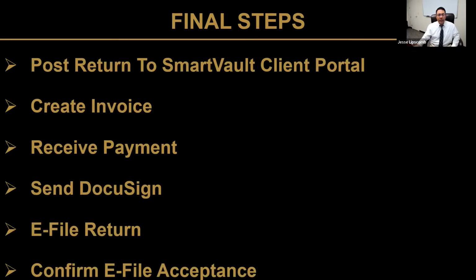But after that condition's removed, then our final steps, we're going to post the return to your client portal, send you an invoice, get that payment. Then we'll send you a DocuSign with all the e-file authorizations. We'll e-file your return, and then we'll verify that the return's been accepted. Sometimes lenders are going to want a 9325 form verifying that that's done, and we can provide that for you at that time.